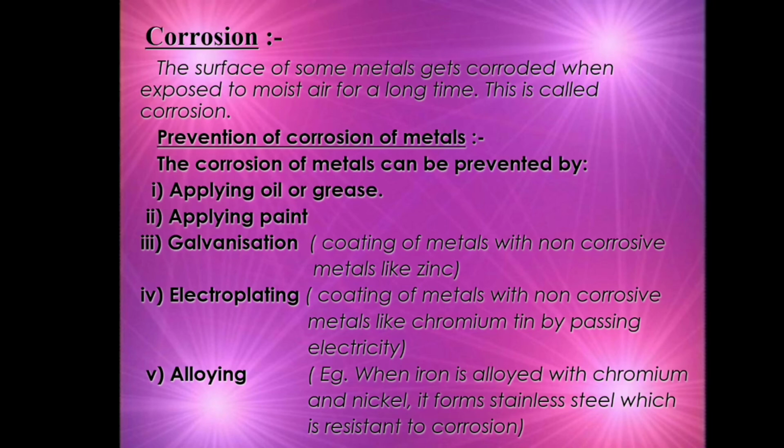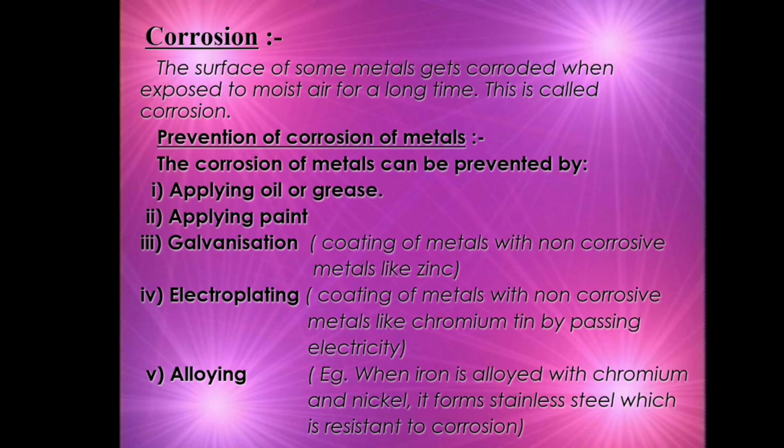Then duralumin is an alloy. Its constituents are aluminium, copper, magnesium and manganese, and it is used in making utensils, pressure cookers, parts of vehicles and aircraft, etc.